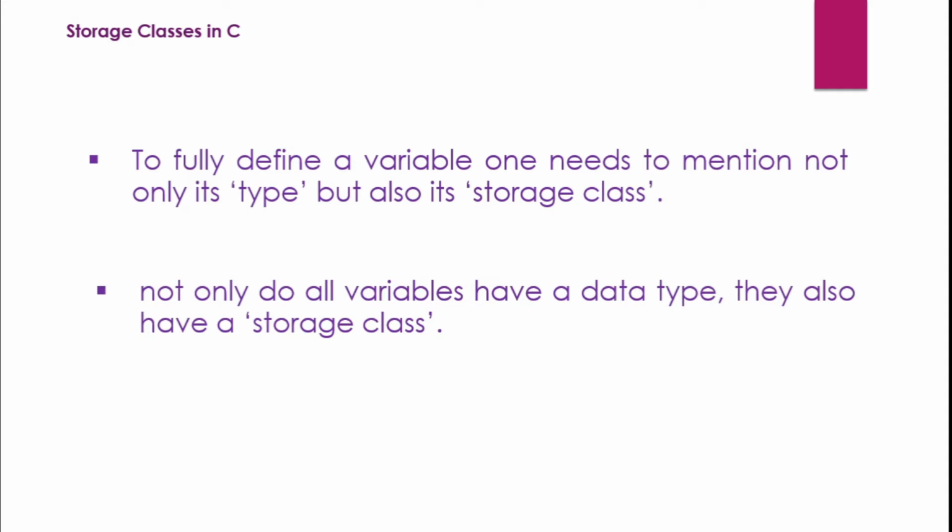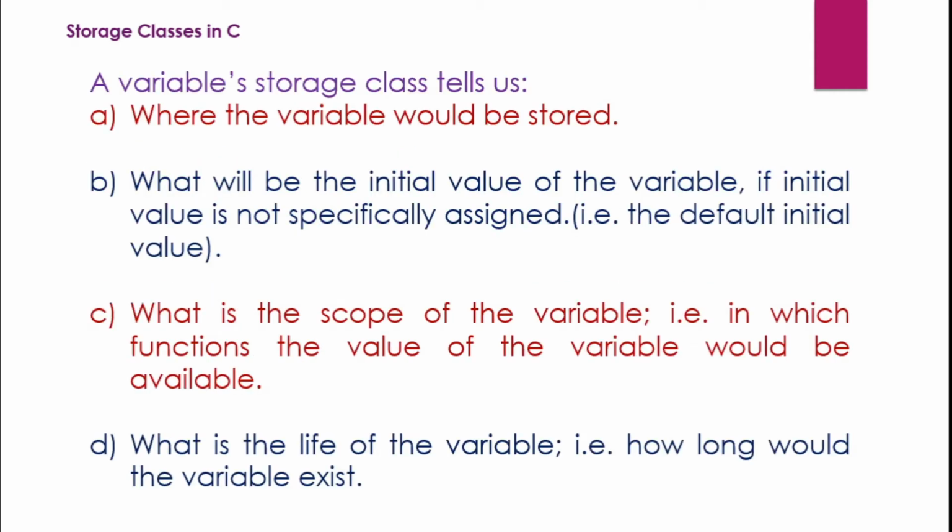From the C compiler's point of view, a variable name identifies some physical location within the computer. The variable may be stored in computer memory or in a CPU register. So the storage class tells us where the variable will be stored. Then what will be the initial value of the variable? We have not given the initial value many times. We have seen one example in the factorial of a number where we initialize the value of f equal to 1.